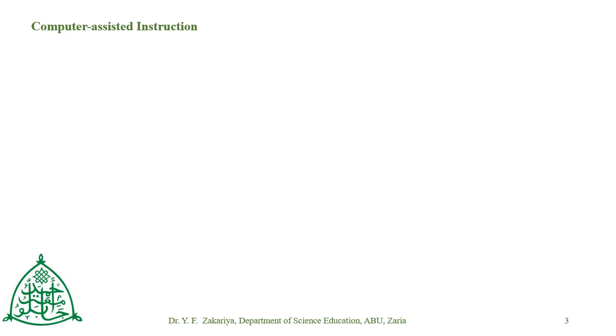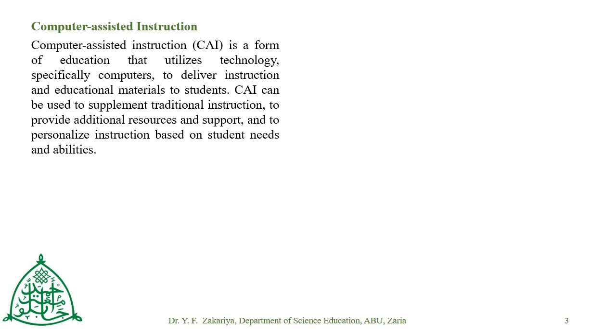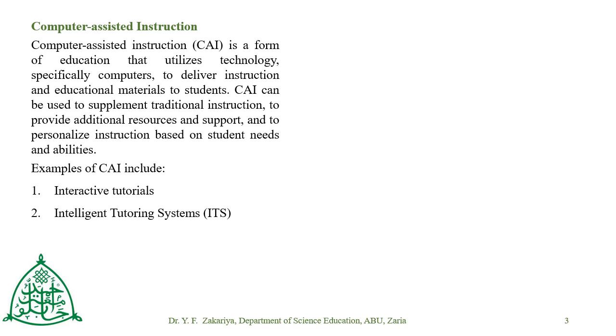Another application of ICT in education could be computer-assisted instruction. And here, it is a form of education that utilizes technology, specifically computers, to deliver instruction and educational materials to students. Computer-assisted instruction can be used to supplement traditional instruction, to provide additional resources and support, and to personalize instruction based on student needs. And some examples of computer-assisted instruction could be the interactive tutorials, intelligent tutoring systems, game-based learning.